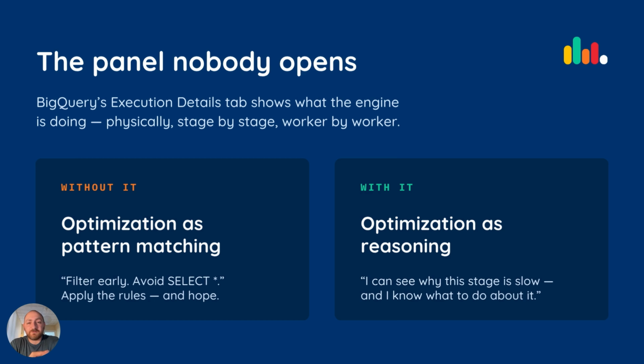Without it, optimization is pattern matching. You apply rules like filter early and hope. With it, optimization is reasoning. You can see why a stage is slow, and you know what to do about it. Let's start at the bottom.